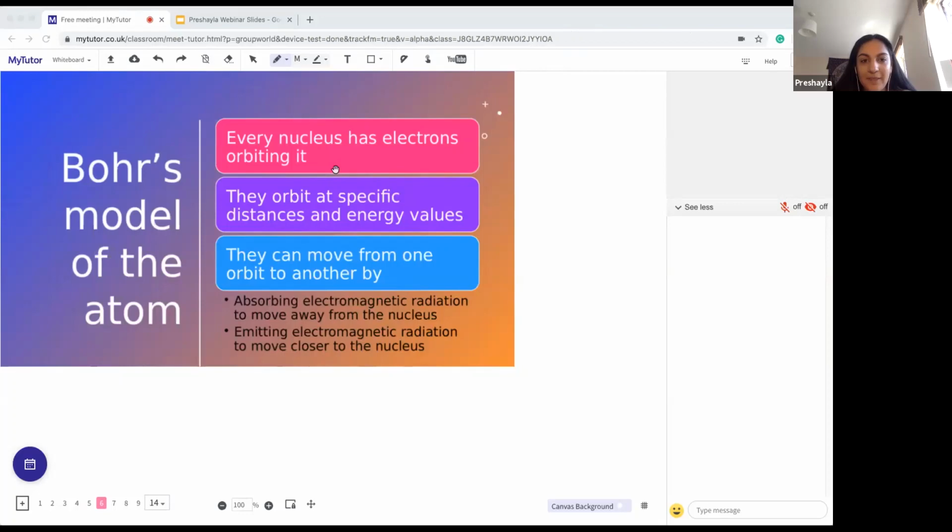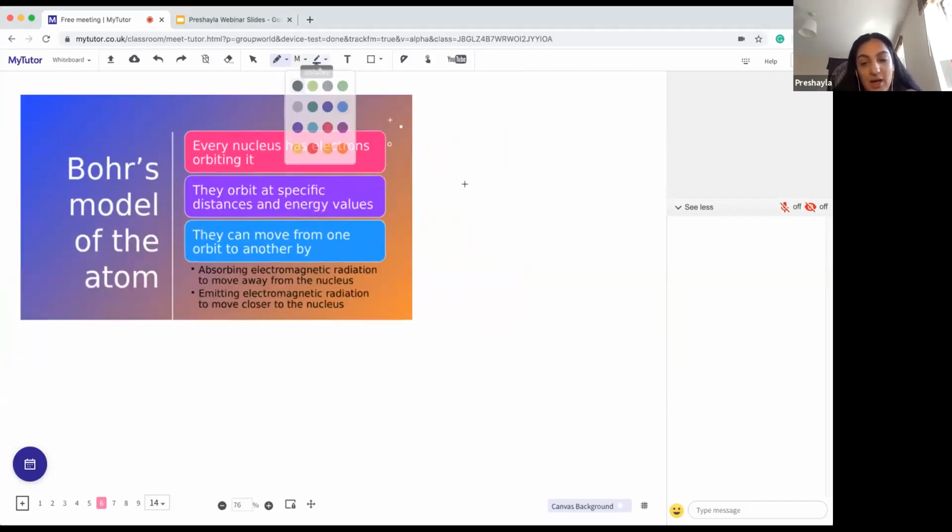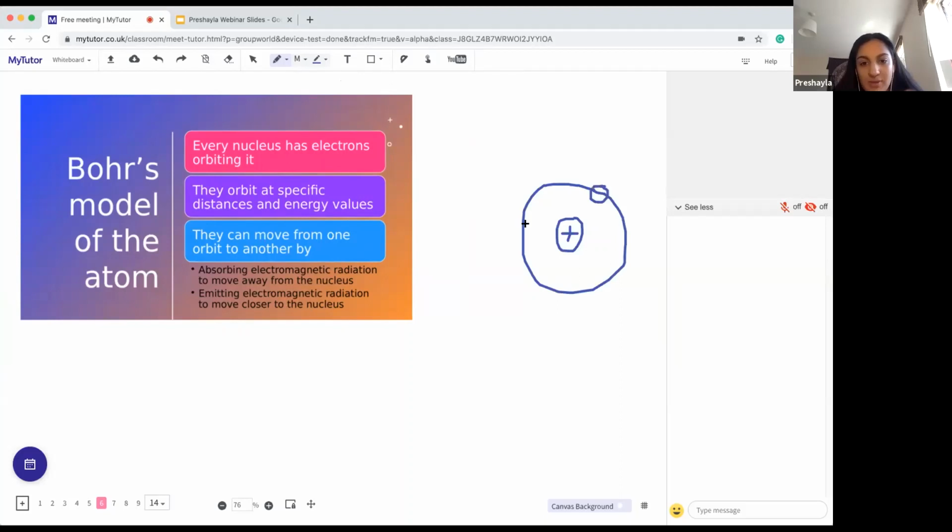So then Bohr comes along, who's a new scientist, and he puts forward the theory that the electrons in the atom orbit the nucleus at specific distances and specific energy values. Okay, so every nucleus has electrons orbiting it. So now what they thought the atom looks like was this central positive charge with electrons orbiting around it. Okay, so this is what the new model of the atom was thought to look like.